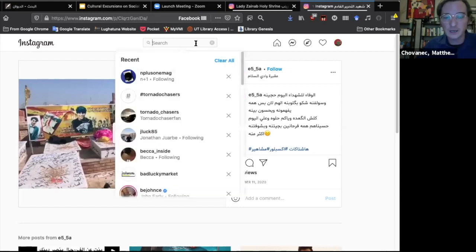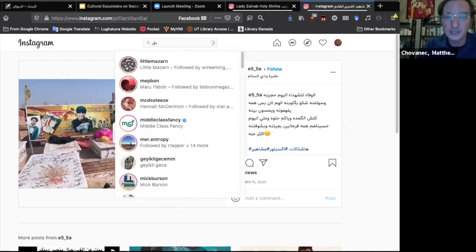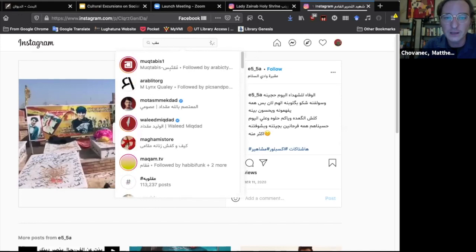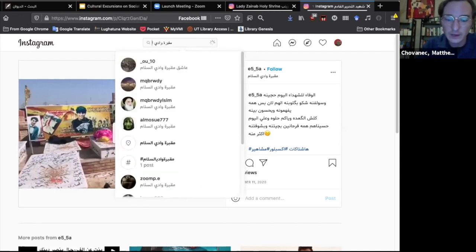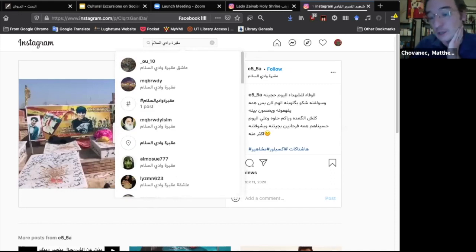And so for this example, it's the cemetery of Wadi as-Salam, which is a cemetery in the city of Najaf, Iraq. The reason I chose this cemetery is because we were looking at the city of Najaf, but also because Wadi al-Salam is the world's largest cemetery. People visit it every single day, mainly people from Iraq, but also from the Shia community worldwide.